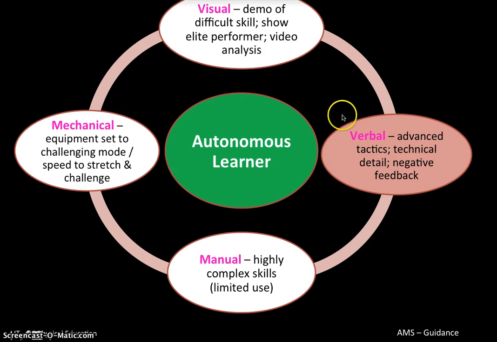Verbal guidance is often more appropriate for the autonomous learner, so you can give them advanced tactics, you can talk to them technically, you can give them constructive but perhaps challenging feedback. Manual guidance then perhaps at this stage should be reducing the use of this, because this performer can perform the skills relatively successfully anyway, so it might be quite limited use. And then again, mechanically, if you use advanced equipment, even the ball machine, you might increase the range of angles that the ball might come out at to really challenge this advanced performer. Or the speed in which the ball comes out, so that you're challenging and stretching them.